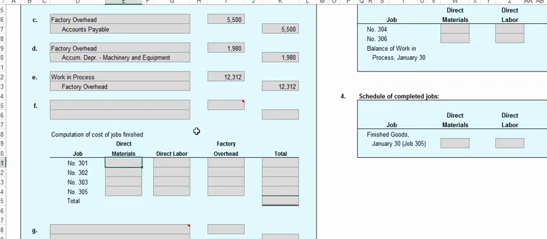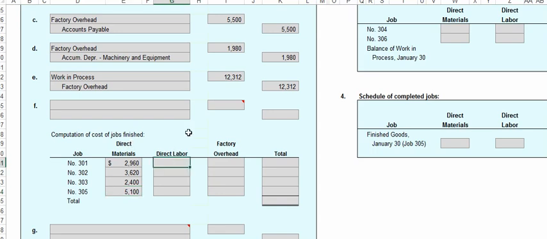Well, direct materials on 301, you have to go back up to B. The materials used on job 301 were $2,960. On 302, $3,620. On 303, $2,400. And on 305, $5,100. You might be wondering why we skipped 304 and 306. Well, obviously those jobs were not completed. This is cost of jobs finished. So 304 and 306 must have not been completed by the end of the month.